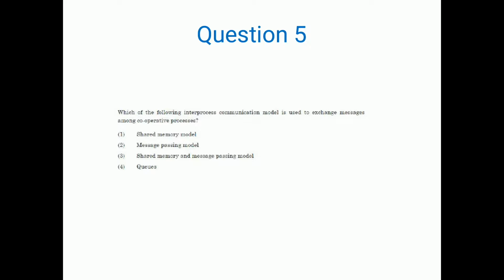In the next question, the question is, which of the following inter-process communication models is used to exchange messages among cooperative processes? So this is a very simple question, because queues will not be used in case of exchanging messages. So the option will be C. Okay, so moving further to the next question.